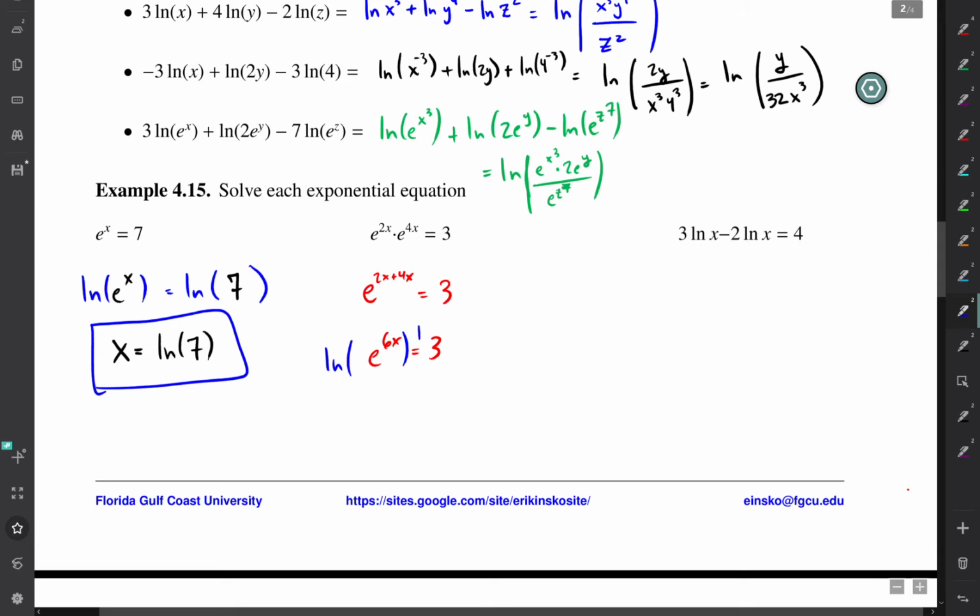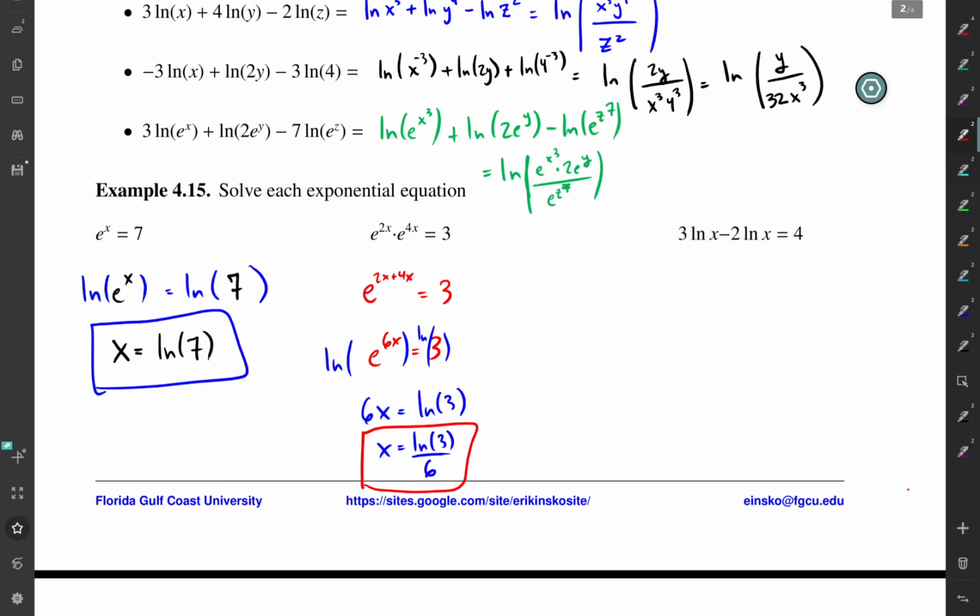Okay, so this is applying natural log to both sides. We get 6x equals ln of 3. So x must be equal to the natural log of 3 over 6. Okay, so there again, there's the solution. We've solved for the x value that makes that first equation true.